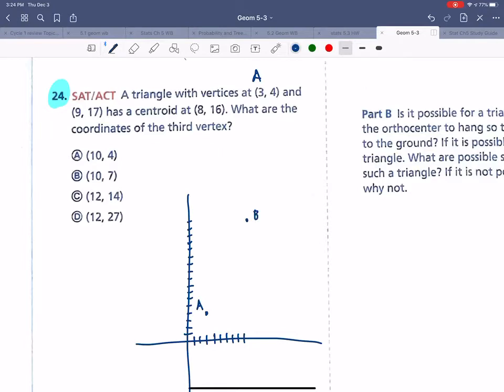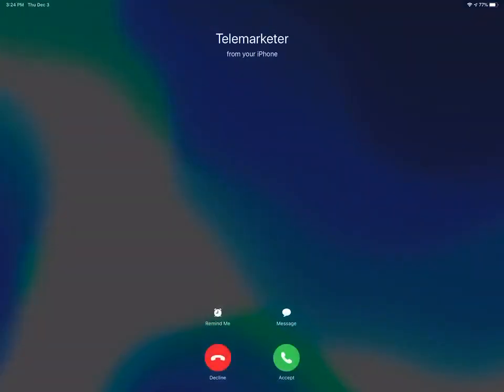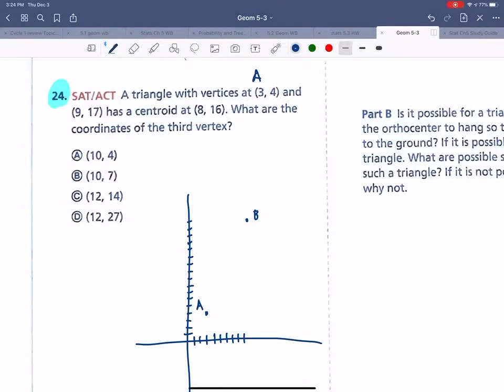Okay, I'm going to call this one B, right? And I'm going to call, sorry, somebody tried to call in. Sometimes that ends my call. And then I'm going to call this C, 8, 16. So 8, 16. So 1, 2, 4, 6, 8, 10, 12, 14, 16.